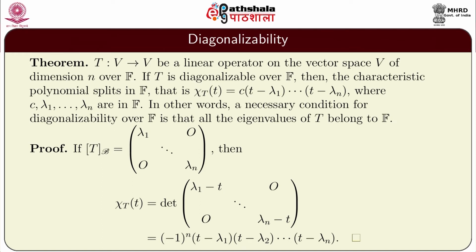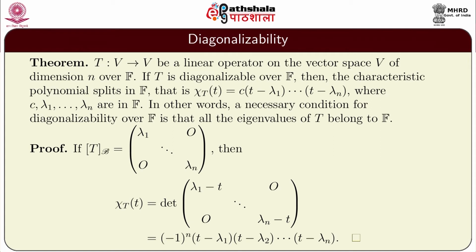In other words, a necessary condition for diagonalizability over F is that all the eigenvalues of T belong to the field F. We have already seen a sufficient criterion, and now we see the first necessary criterion for diagonalizability of a linear operator on a finite dimensional vector space V.